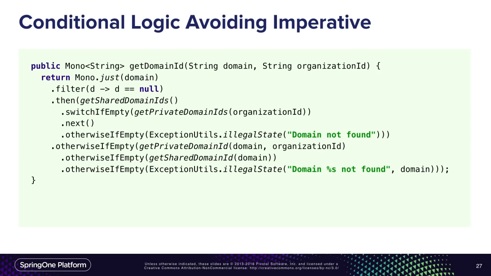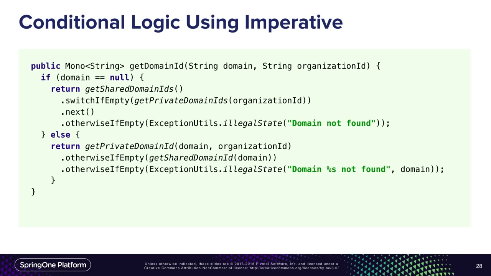Then I have an otherwise if empty. Now, this otherwise if empty applies to the filter. And it's saying, if you didn't get any results out of that, so if domain was actually not null, then I want you to do this piece of processing. And again, same pattern, private domain, shared domain, exception if we can't find anything. That works.